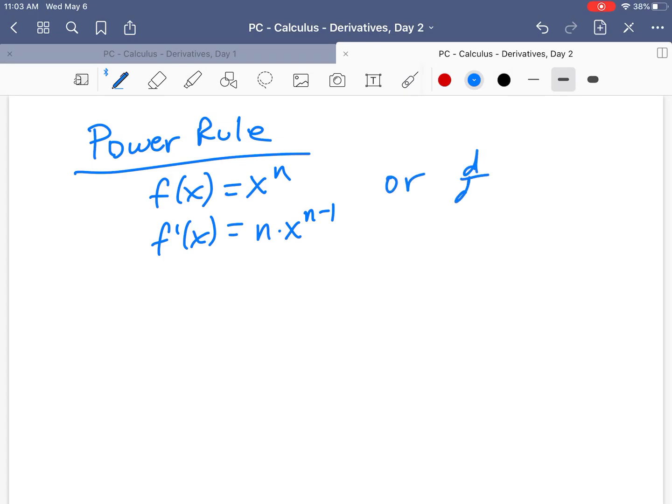Another way to say it is this: d dx, which means the derivative of x to the n equals n times x to the n minus 1. This is just another way to express the fact that you want to do the derivative with respect to x of the item sitting right next to you.